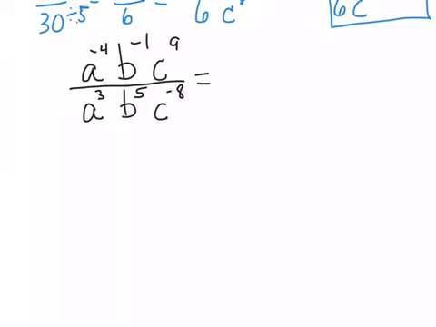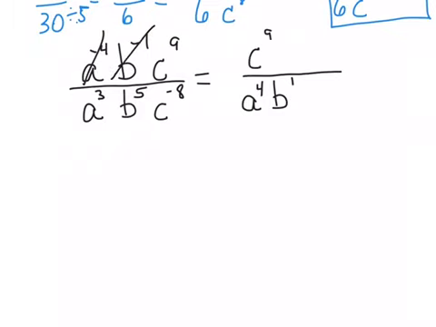We're all just letters. First step, anything that has a negative exponent, bring it to the other part of the fraction and make the exponent positive. So my first term, a to the negative 4, that has to come downstairs. All right, I'm done with that. B to the negative 1, that has to go downstairs. I'm done with that. C to the 9 stays right where it is.